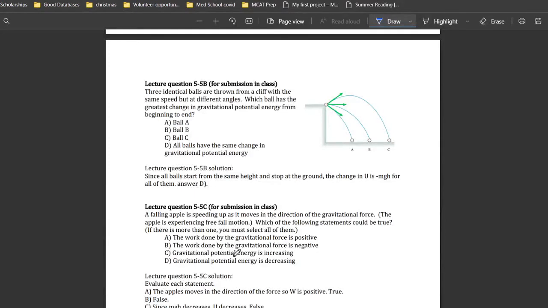For 5-5B, we have 3 identical balls thrown from a cliff with the same speed but different angles. Which ball has the greatest change in gravitational potential energy from beginning to end? So this question might throw you for a loop. You might say that ball C has eventually a higher height, which must mean that it must have the greatest potential energy change. But recall that the ball is given an initial velocity, meaning it has an initial kinetic energy. That means all 3 balls have an initial kinetic energy of some value.